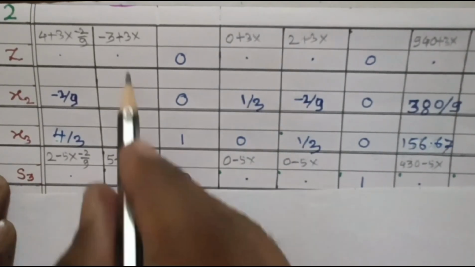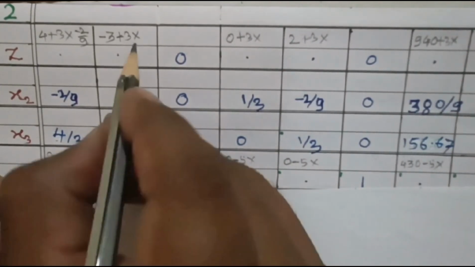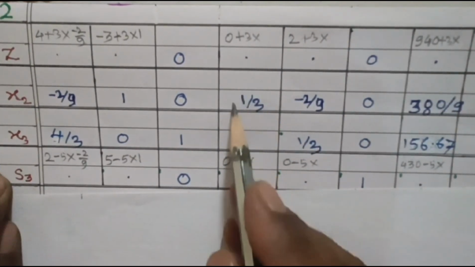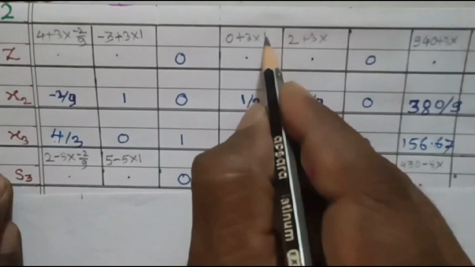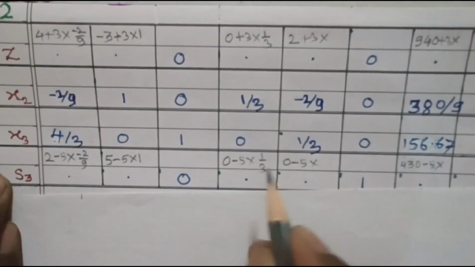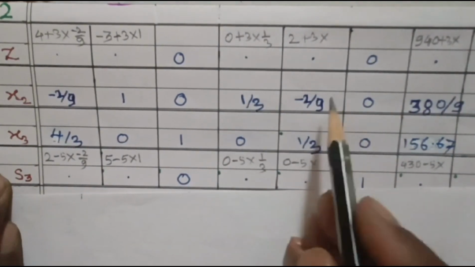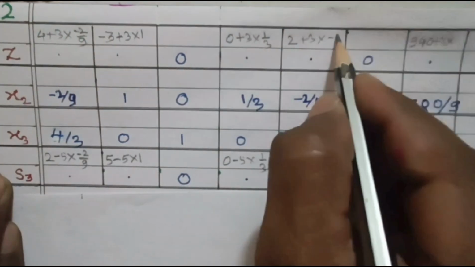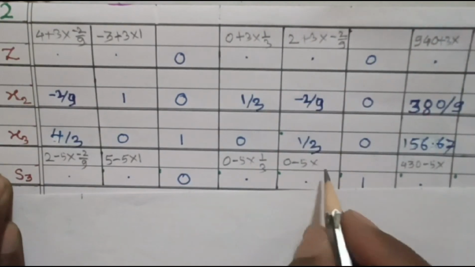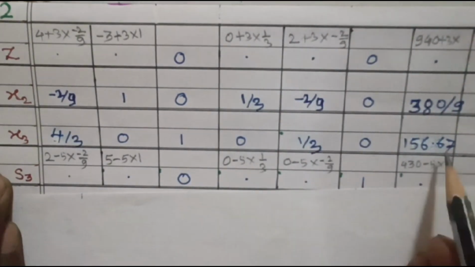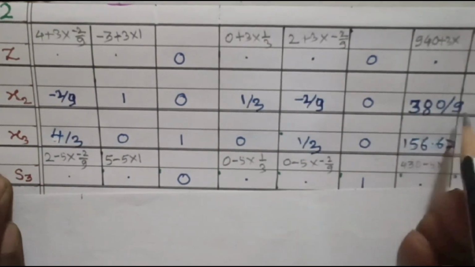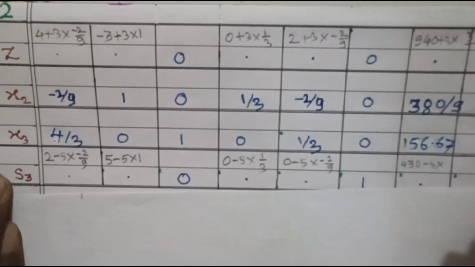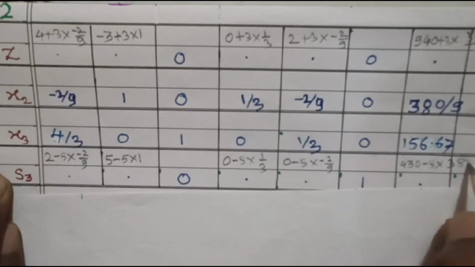Now take this column. The key row element is 1. We can put 1 here and 1 here. Now take this column. The key row element is 1 upon 3. So we can put 1 upon 3 here and here also 1 upon 3. Okay, one by one we have to complete the columns. Now minus 2 upon 9 is the key row element. So we put minus 2 upon 9 here and here also minus 2 upon 9. And here the key row element is 380 divided by 9. So 380 divided by 9 here, and here also 380 divided by 9.